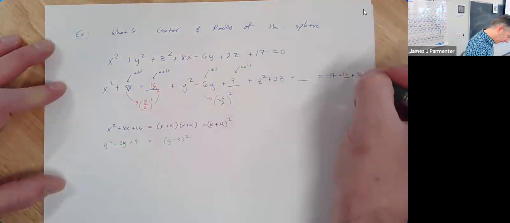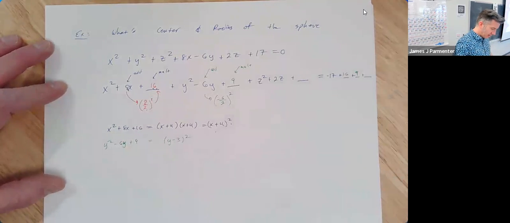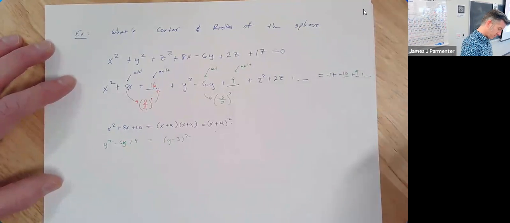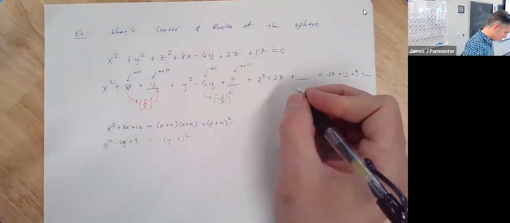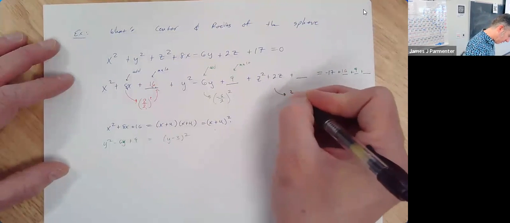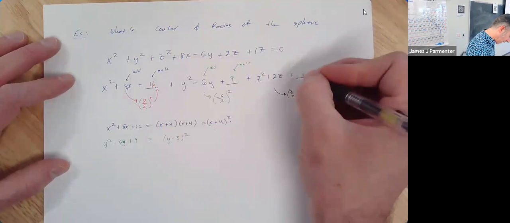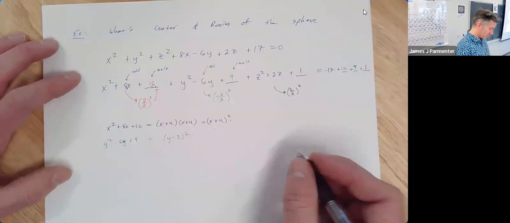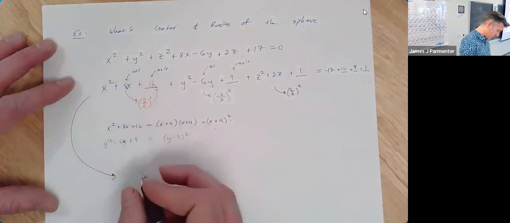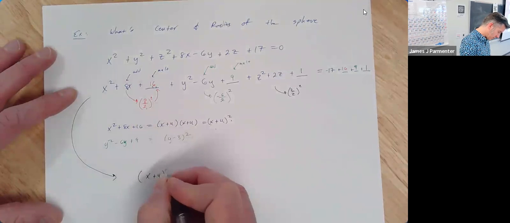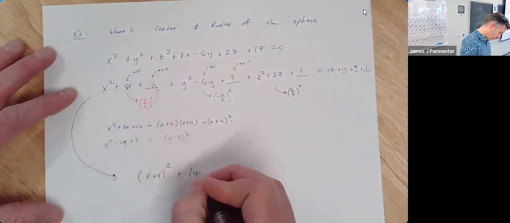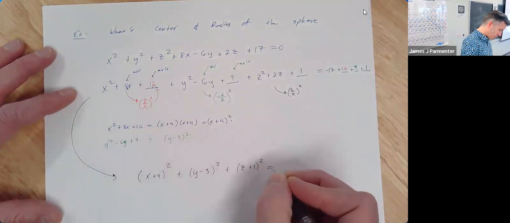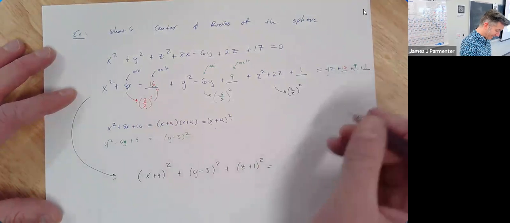If I add 9 to one side, I've got to add it to the other side. Finally, for z squared plus 2z, what am I going to add there? Well, 2 divided by 2 is 1, 1 squared is still 1, so I add a 1. Add it there as well. And z squared plus 2z plus 1 is just z plus 1 squared. So this whole equation becomes x plus 4 squared plus y minus 3 squared plus z plus 1 squared equal to negative 17 plus 16 plus 9 plus 1, which is 9.